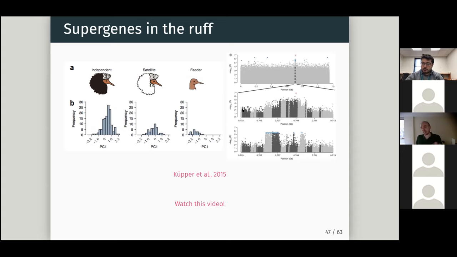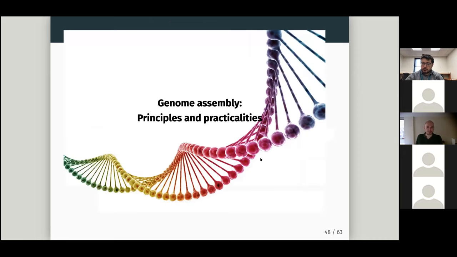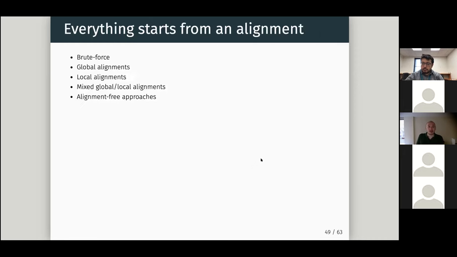And now if you had the hi-fi reads, you could spot this particular region, identify it, and link it to the phenotypes almost in a day, I think. Okay. So now we switch gears completely and we start to dive into the bioinformatics.